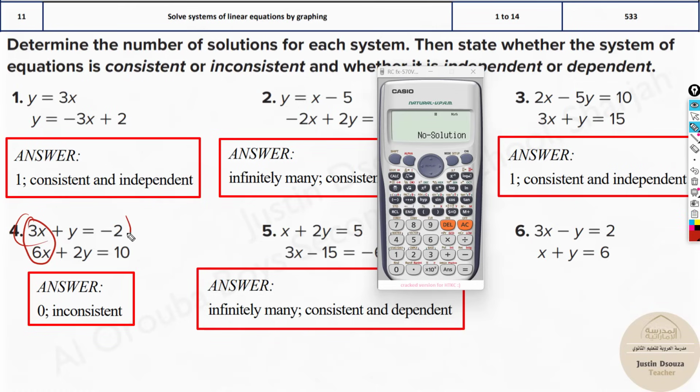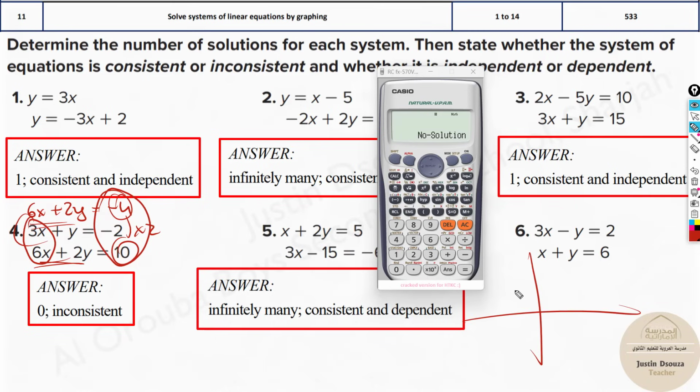So let's multiply this by 2. What will I get? I'll get 6x plus 2y is equal to minus 4. Can you see that these two terms are matching, but the last terms, minus 2 and 10, are not the same. This means they have the same slope, so they're parallel lines. I mean, they'll start somewhere, but they will be starting at different y-intercepts. That is the reason they are parallel lines. They'll never touch each other. Therefore, it's inconsistent, no solution.